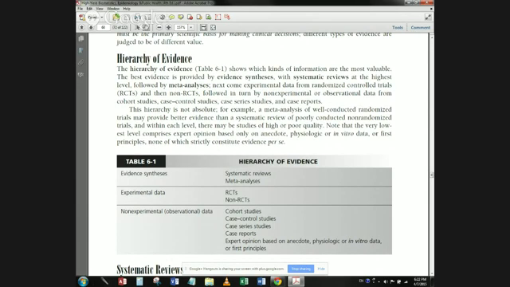This hierarchy is not absolute. For example, a meta-analysis of well-conducted randomized trials may provide better evidence than a systematic review of poorly conducted non-randomized trials, and within each level there may be studies of high or poor quality. Note that the very lowest level comprises expert opinion based only on anecdote, physiologic, or in vitro data or first principles, none of which strictly constitute evidence per se.